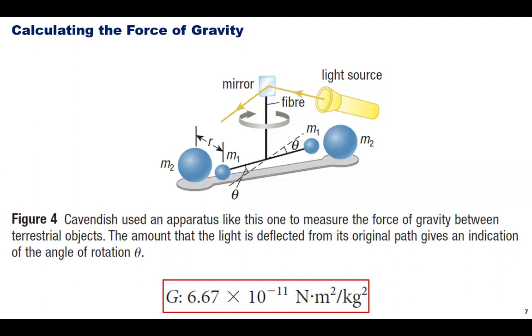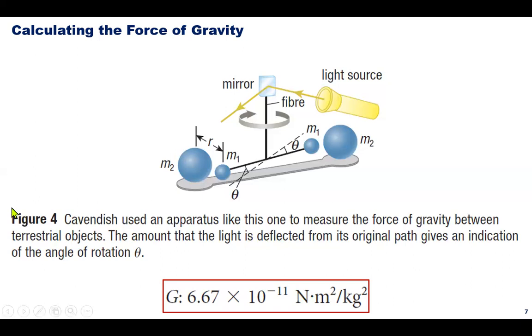Following his calculation of the uppercase G, Cavendish was able to calculate the mass of Earth. In fact, all masses of planetary bodies can be determined by using the universal law of gravitation. Although Cavendish conducted his experiment more than 200 years ago, his design still forms the basis for experimental studies of gravitation today.